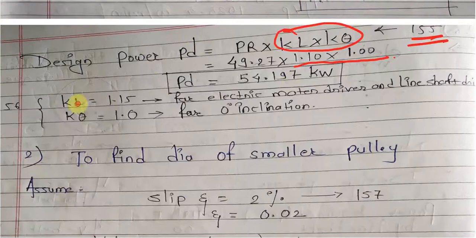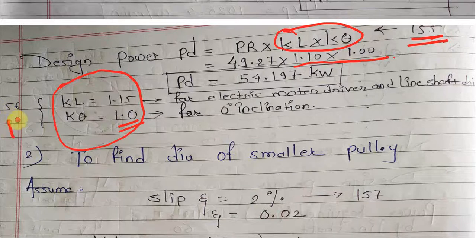Again here, for KL and K theta, we always assume KL is equal to 1.15 and K theta is equal to 1.0. For electric motor drivers and line shaft, K theta applies for 0 inclination, so that time KL is also for 0 inclination. It is given in page number 156 of the BD Shivalkar data book.